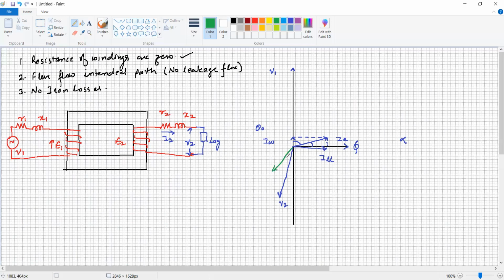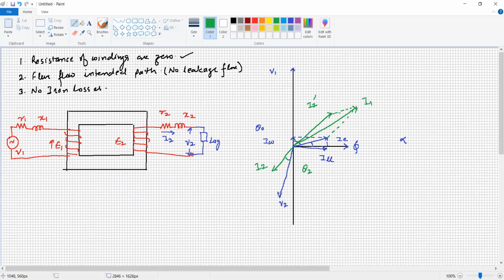Current is I2, which is lagging at an angle of theta 2. Now the current referred to the primary side is I2 dash, and the addition of I2 dash and the no-load exciting current is the total current drawn by the primary winding, I1.